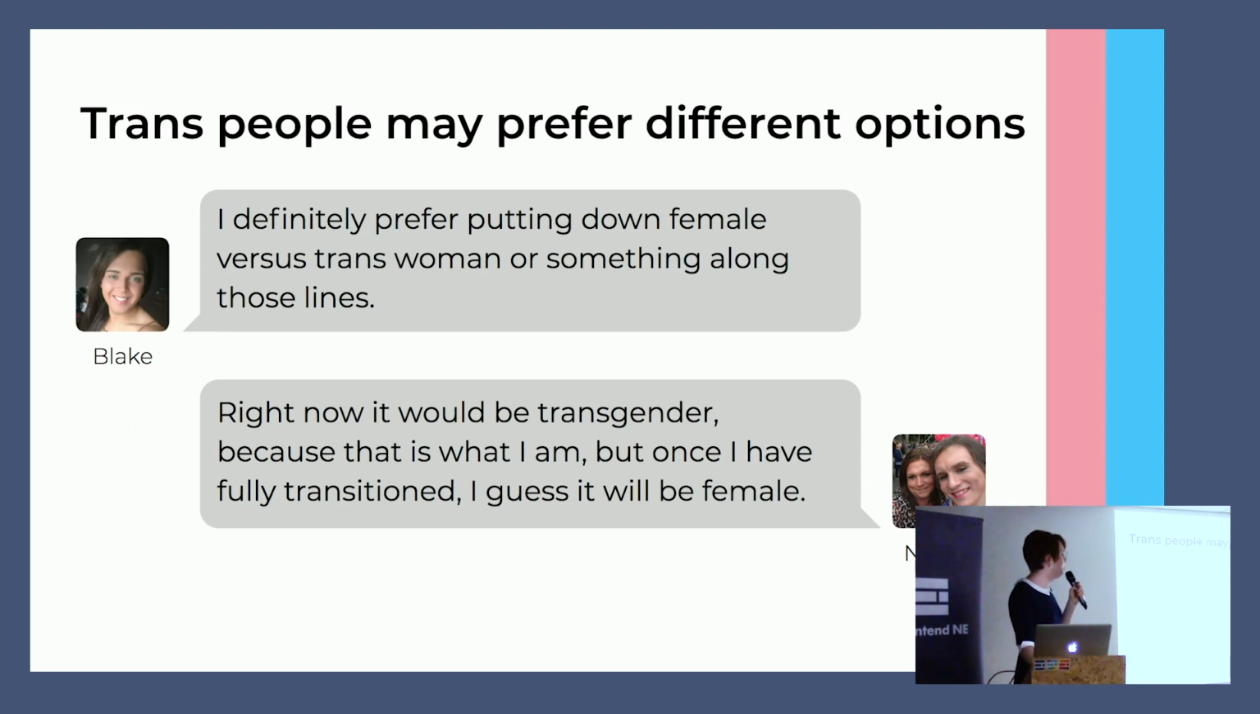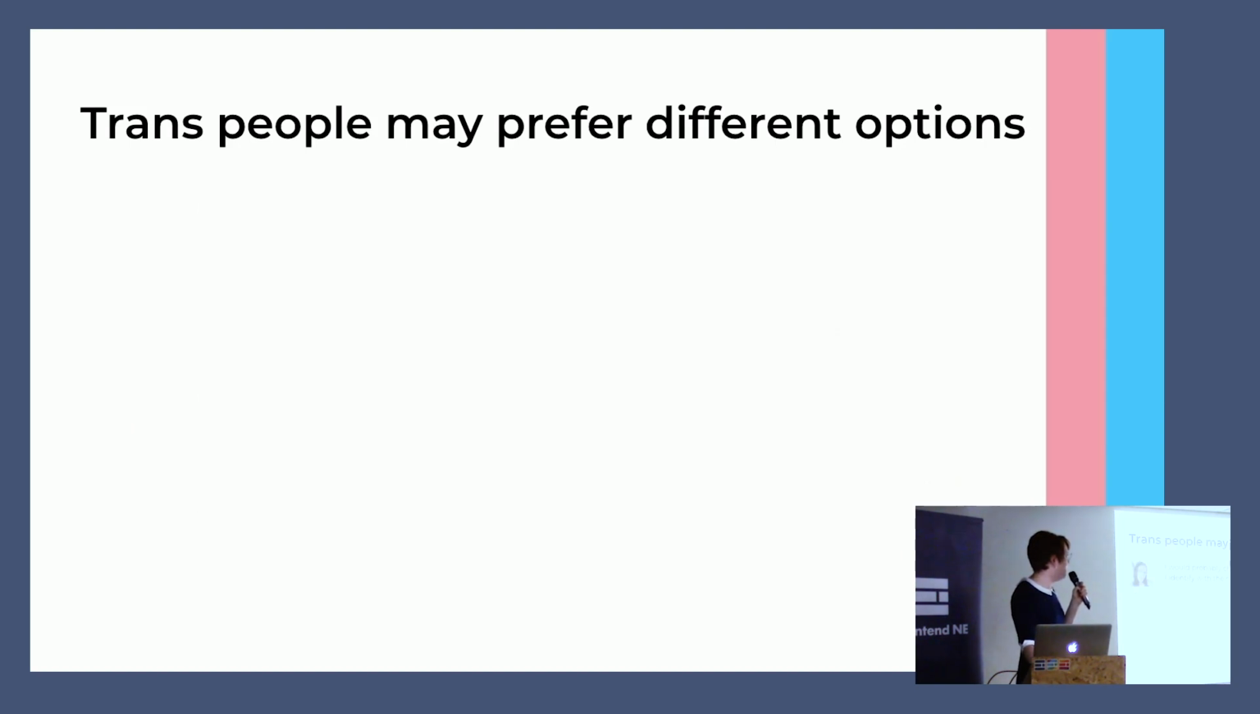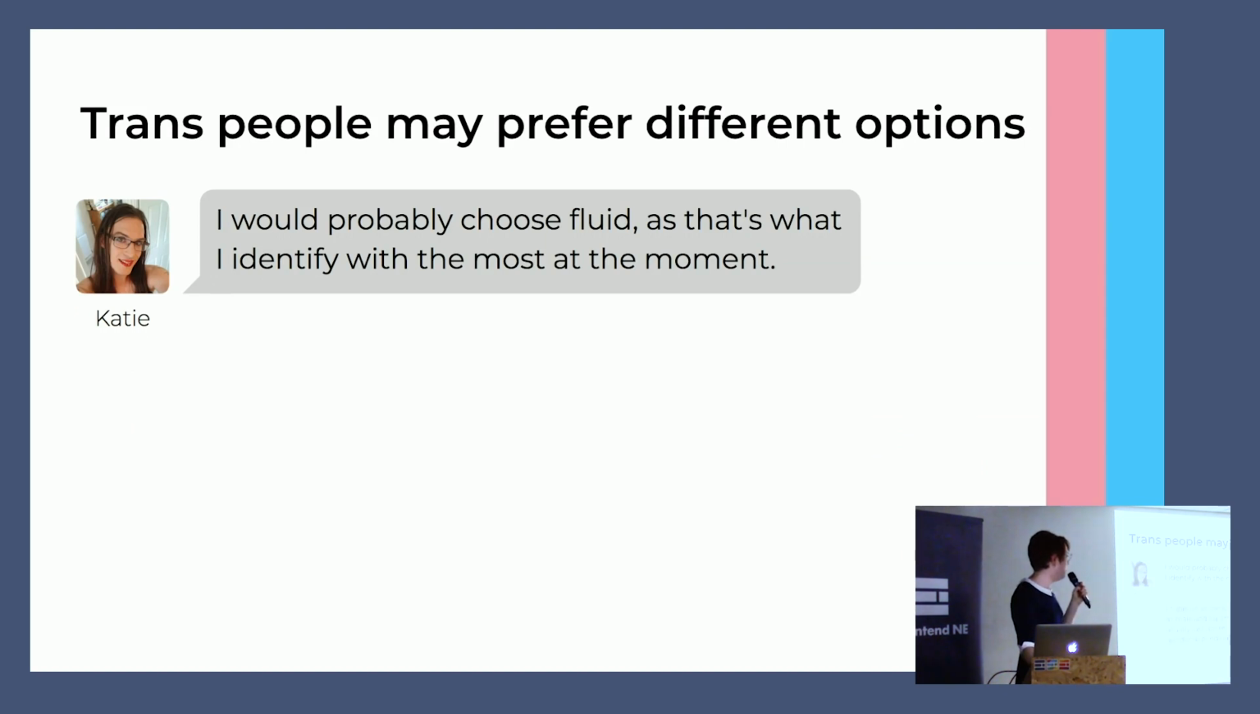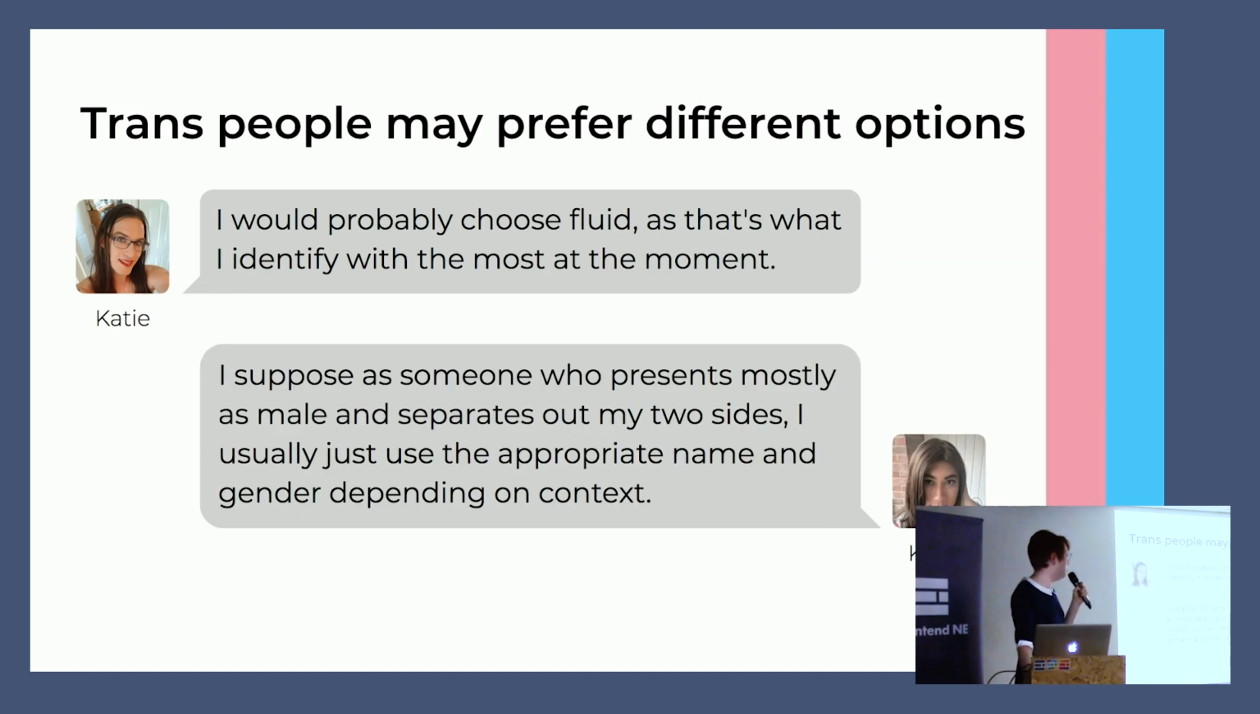And this applies also to non-binary and gender fluid people. Katie says, I would probably choose fluid, as that's what I identify with the most at the moment. Whereas a different Katie says that I suppose as someone who presents mostly as male and separates out my two sides, I usually just use the appropriate name and gender depending on context. Buying women's clothes, female. Buying a motorbike, male. I don't believe they've got a motorbike.